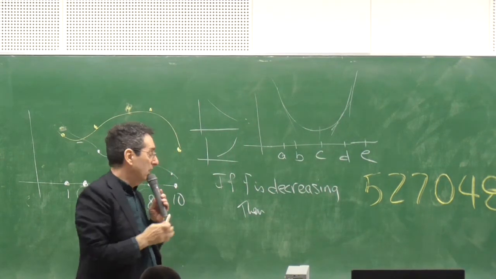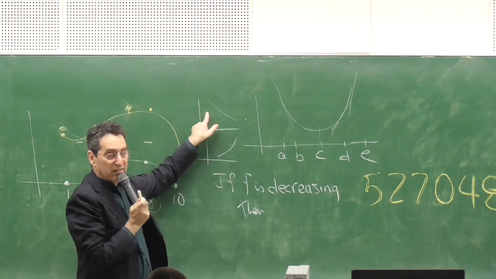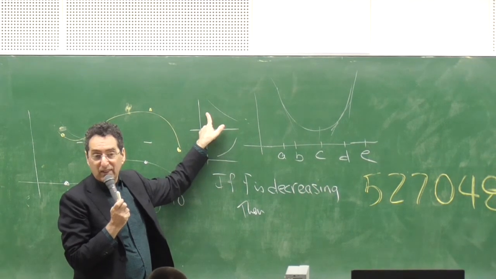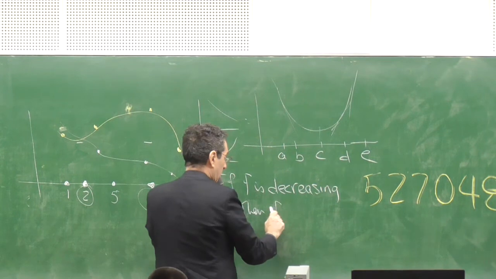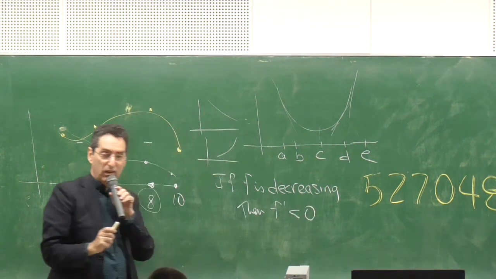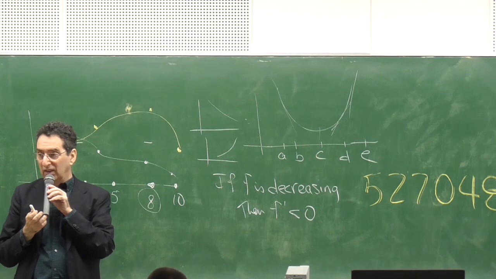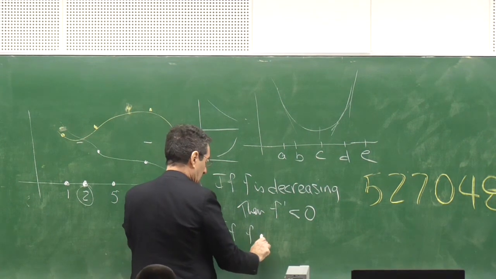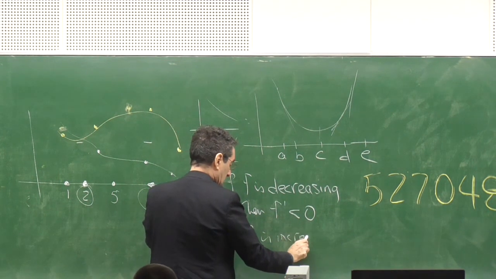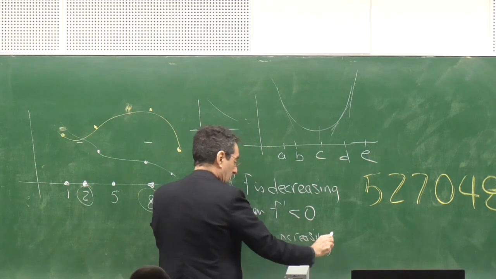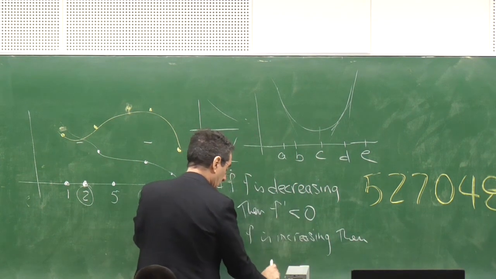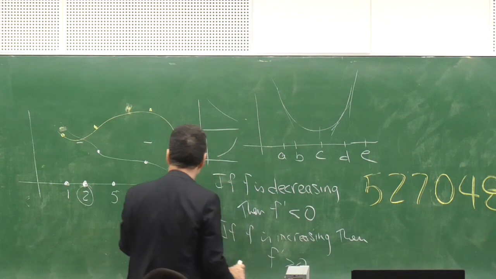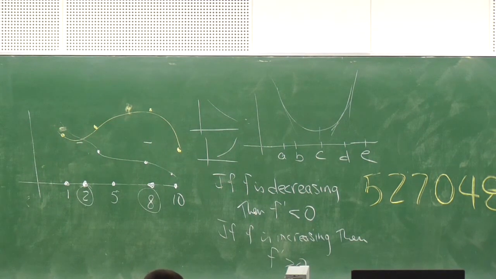So if f is decreasing like this, what can you say about the slope? Or what can you say about the derivative? It's negative, right? Then f prime is less than 0. The derivative is negative. And the other one is, if f is increasing, then what? f prime is greater than 0.